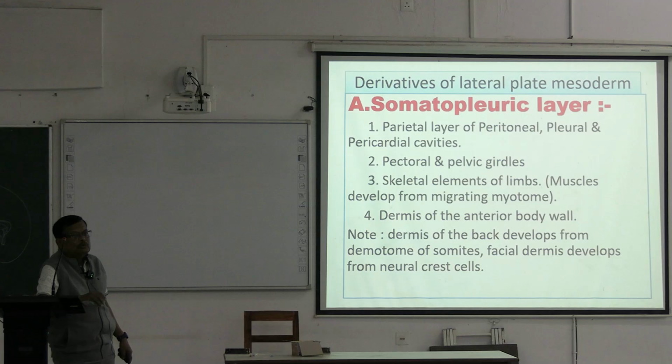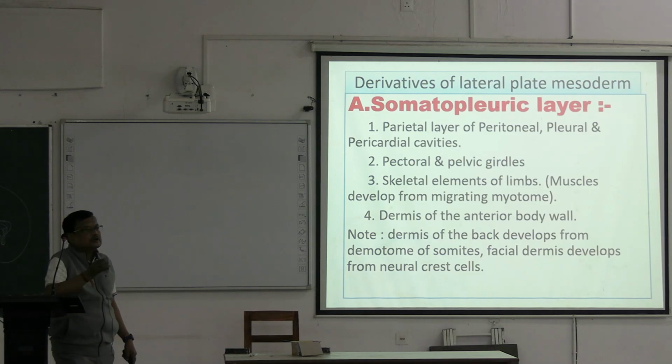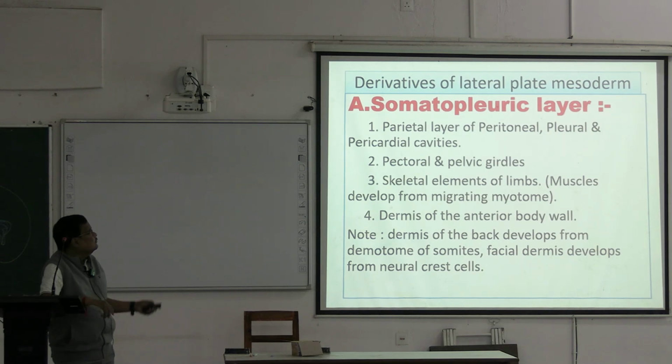I have already told you the peritoneal cavity, pericardial cavity and pleural cavity have two layers. One adherent to the viscera, we call the visceral layer, and one surrounding the viscera touching the body wall, we call the parietal layer. Parietal means body wall. So, from the somatopleuric layer, the parietal layer of the peritoneal, pleural and pericardial cavities develop.